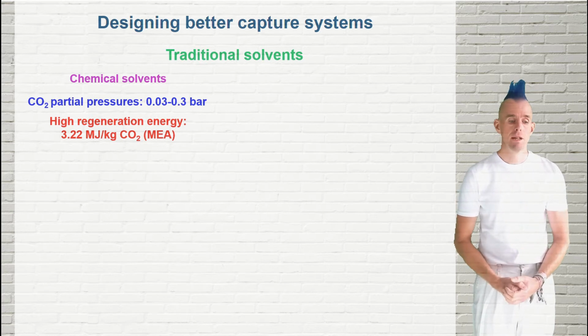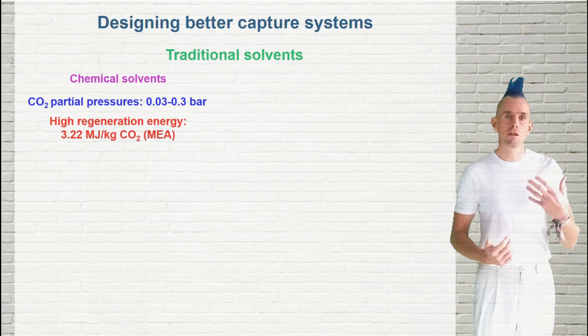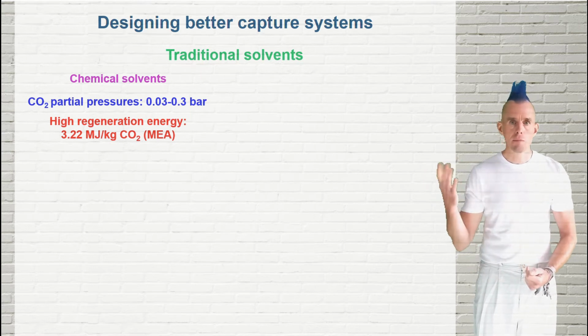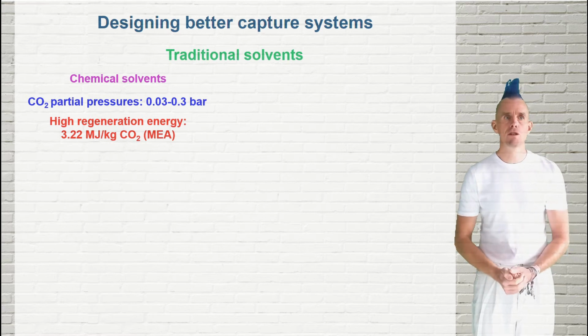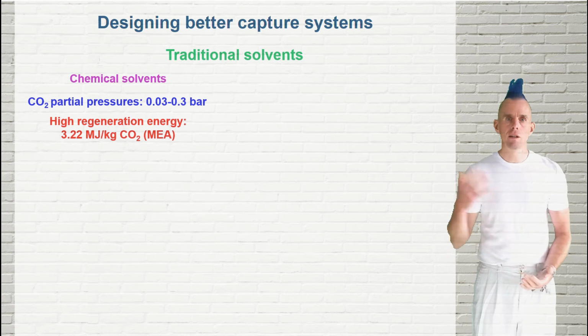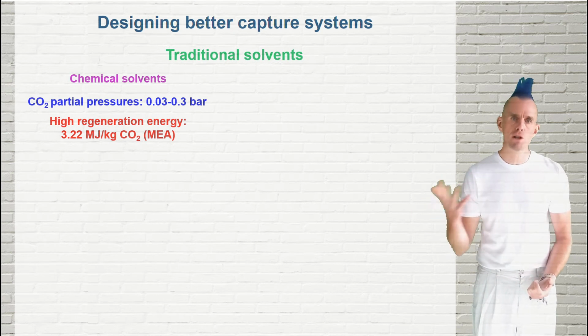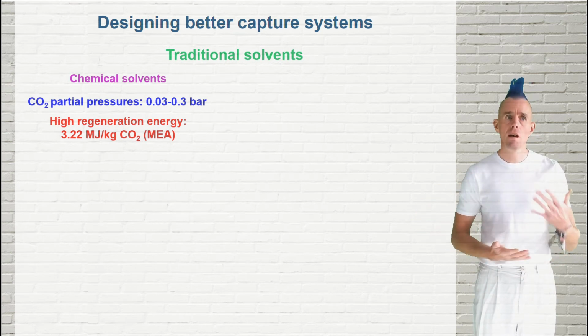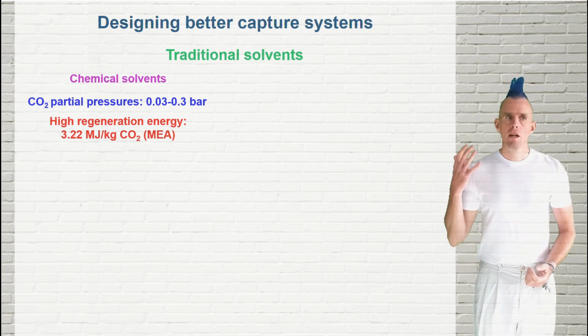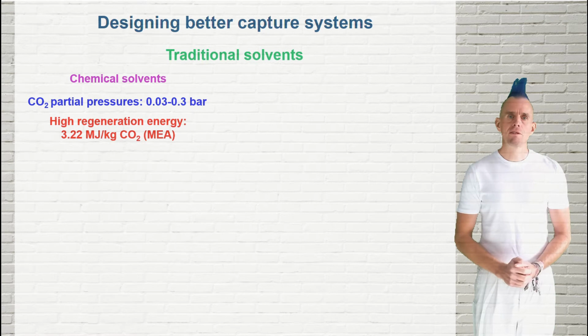Typically, the solvents used to capture acid gases fall into one of two camps. You have chemical solvents. Chemical solvents like amines are very, very good at capturing low partial pressures of carbon dioxide. The kind of partial pressures that you see in combustion gases, maybe 30 millibar to 300 millibar partial pressure. Chemical solvents, however, have a downside.